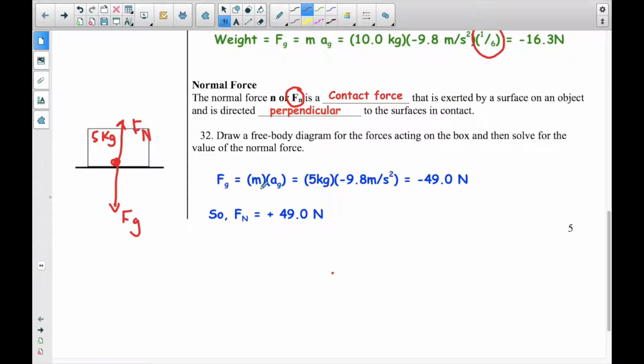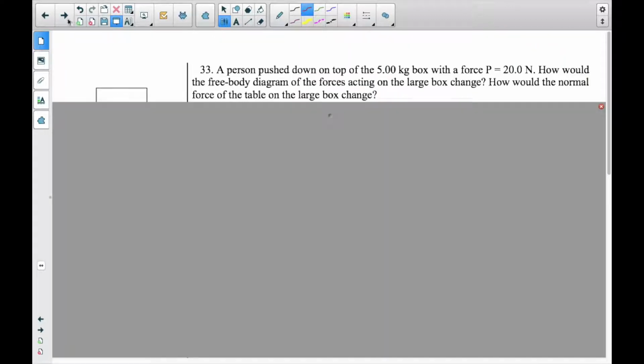So how do we calculate that? Well, the force of gravity is mass times acceleration. So that's 5 kilograms times the acceleration due to gravity. That's a negative 49 newtons. That's going down, which is why it is negative. But the normal force goes the other way, so the normal force is a positive 49 newtons. We've done things like that a little bit in class before.